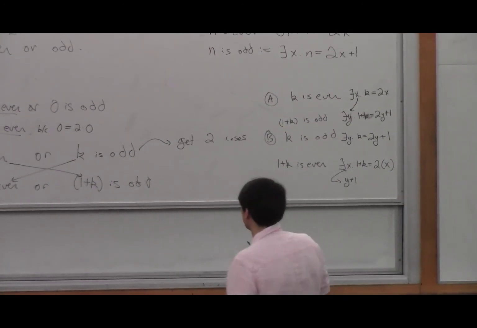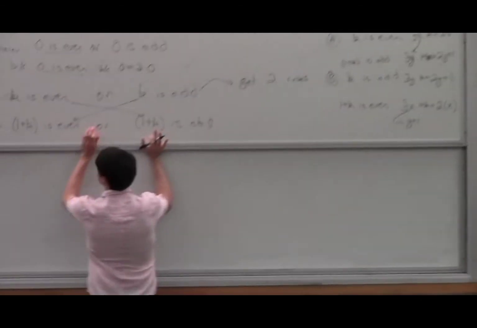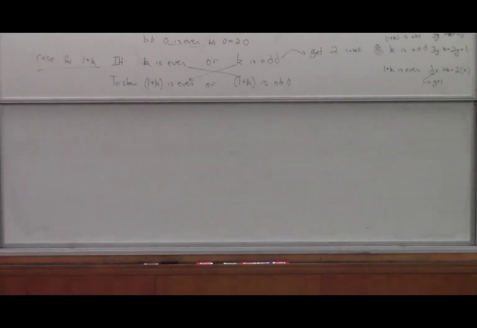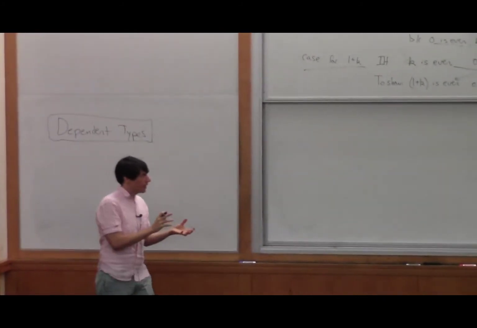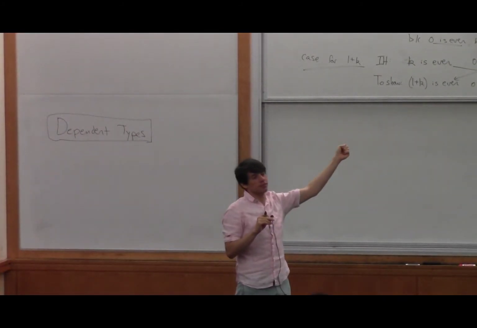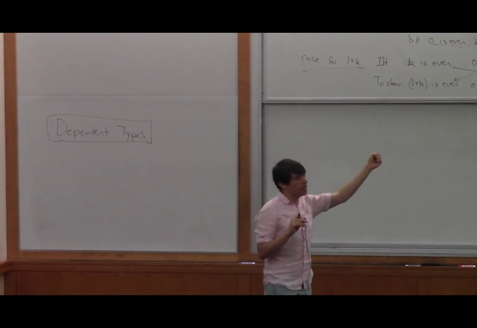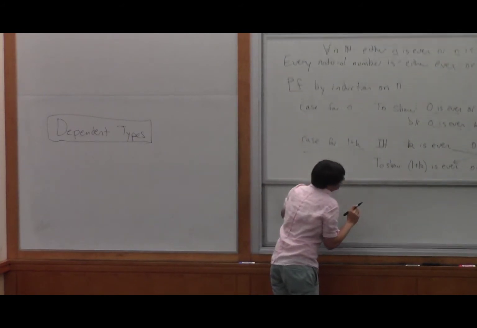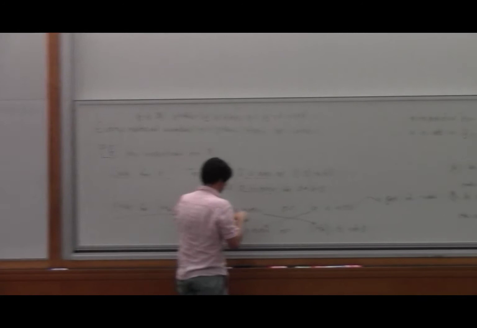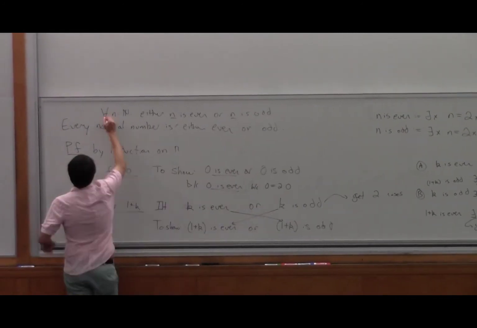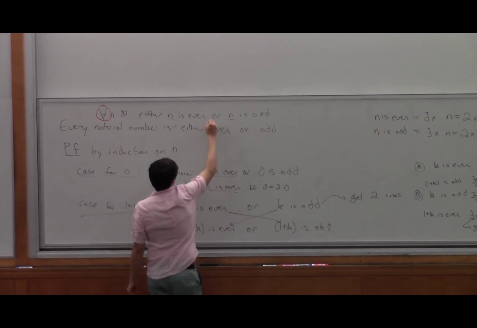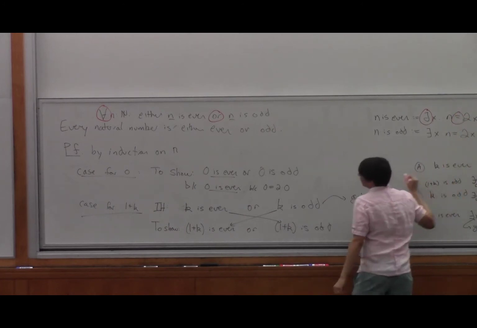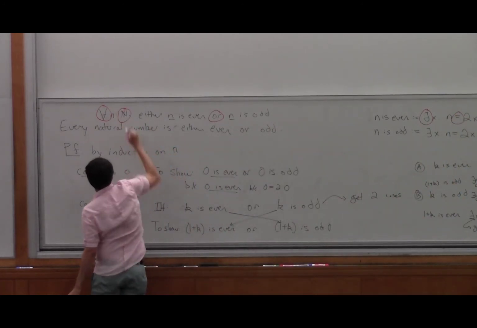Okay. So what we're going to do is we're going to introduce dependent type theory as a formal system in which we can do this proof. Okay? So what do we need to do this proof? We need to understand this bit and this bit and this bit and this bit and this, right?